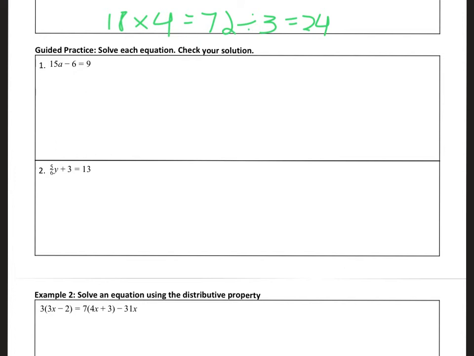So, solving this equation for guided practice 1, 15a minus 6 equals 9. I would start solving that equation by adding 6 to both sides. So if I add 6 to both sides, negative 6 plus 6 is 0. This side is left with just 15a, and that's going to equal 15. For me to solve, do the opposite of multiplication, which is division. Divide by 15. In the end, a is 1.